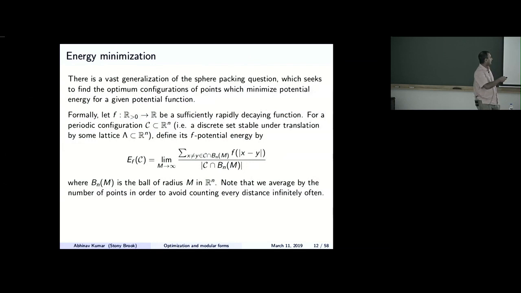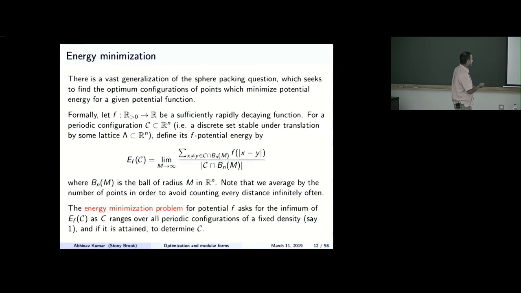What you do is you take some large ball of radius capital M, you take all the pairwise distances, and you divide by the number of points in that ball, and this normalizes so that every distance comes exactly once. You take the limit as M goes to infinity. And if you're a physicist, you probably want to attach a half to this so that you don't count both xy and yx. But if you're a mathematician, you may not care so much. Okay, so that's the definition of potential energy.